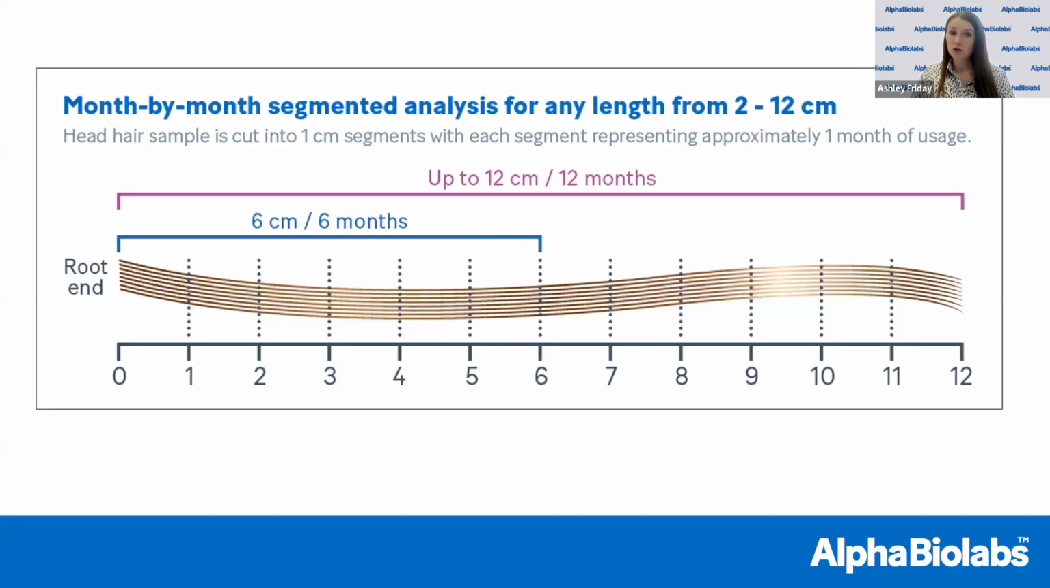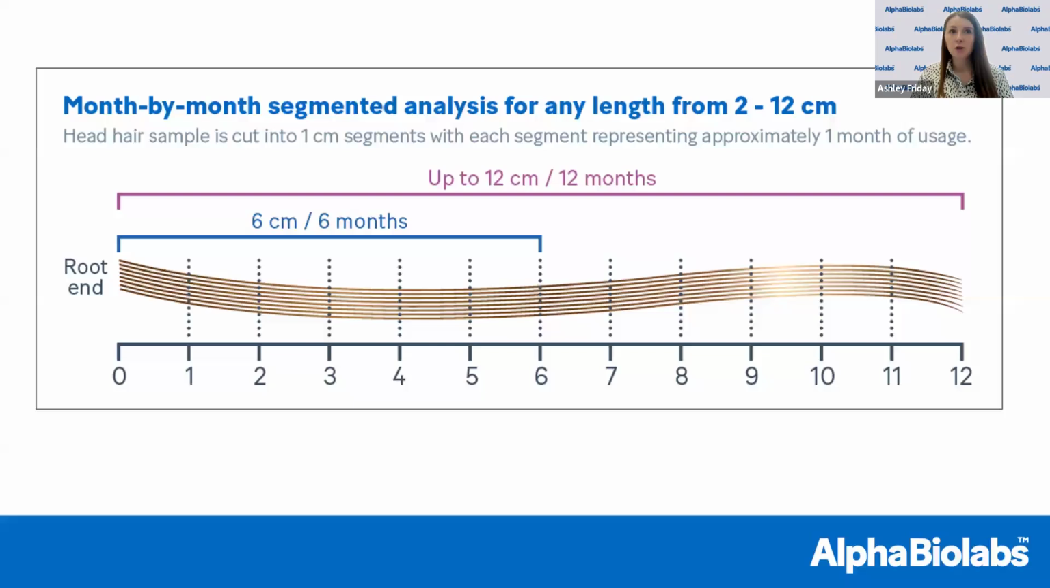If you do want to look at patterns and trends, you would be looking to opt for a segmented analysis, segmented month by month. So again, if your client had 12 centimetres of head hair, you could get a 12-month analysis. But with segmented testing, you would get an individual result for each month, so 12 results in total, rather than having 4 results for the 12-month period. Likewise, if your client had 6 centimetres of head hair, it would cover 6 months with 6 results, each covering a month. And what this allows you to do is look at patterns and trends within someone's drug use.